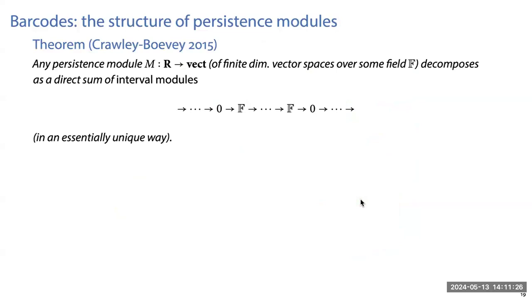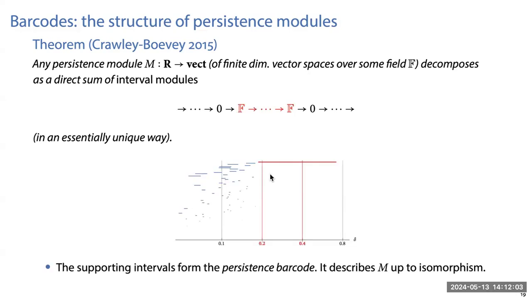So one theorem that has been shown in the greatest level of generality by Crawley-Boevey, who is a representation theorist, states that any persistence module, if we are guaranteed to have finite dimensional vector spaces, always decomposes into indecomposable summands of this very simple form. We have an interval of real numbers across which we have the field connected by isomorphisms, and then outside of that interval we are 0. And every persistence module is a direct sum of such interval modules. And the persistence barcode is simply a description of the collection of these intervals.